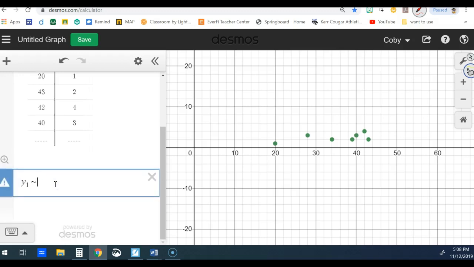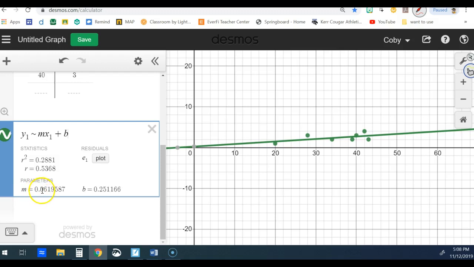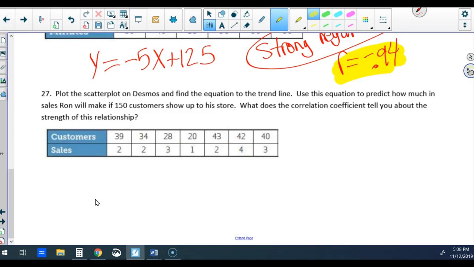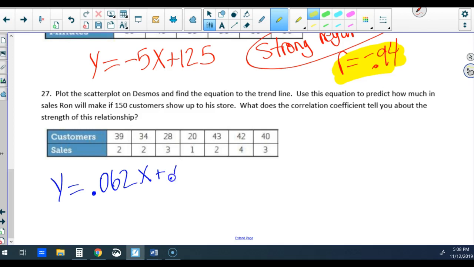Y1 squiggle mx1 plus b. Here's my m, 0.062. I'm rounding that to 0.062. The b is 0.25. So y equals 0.062x plus 0.25. That is the equation. First, I want to make my prediction.